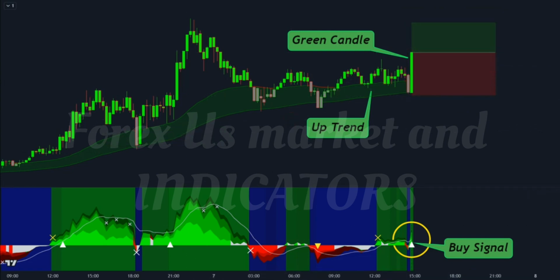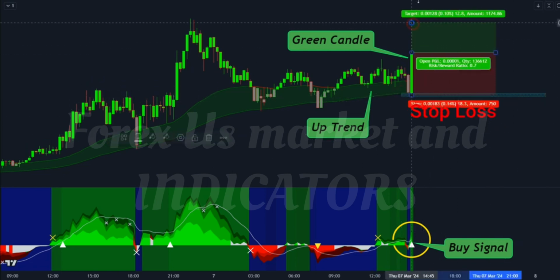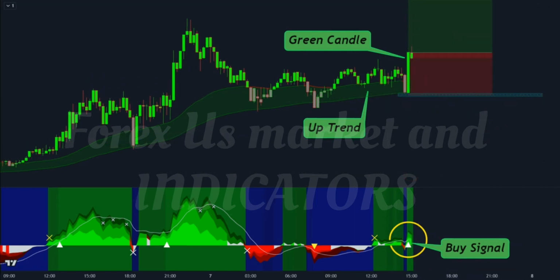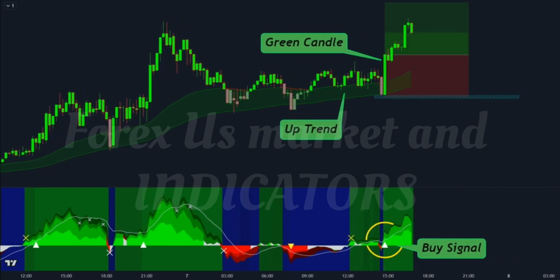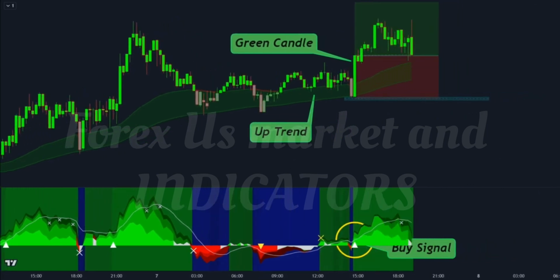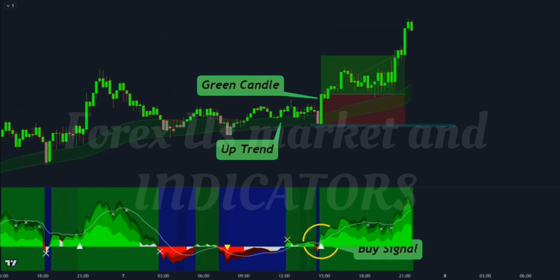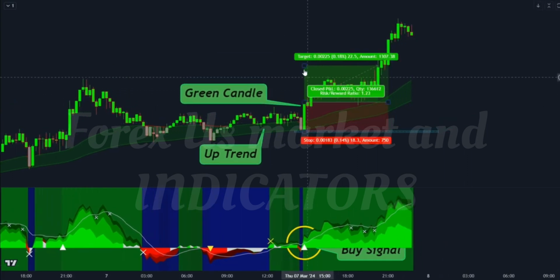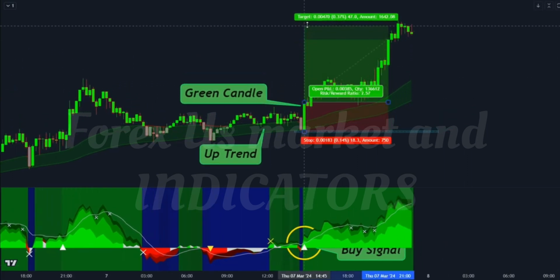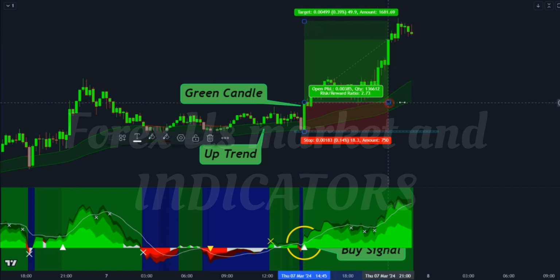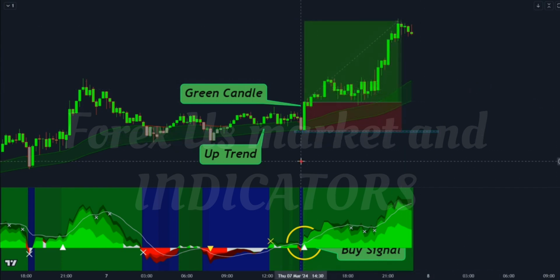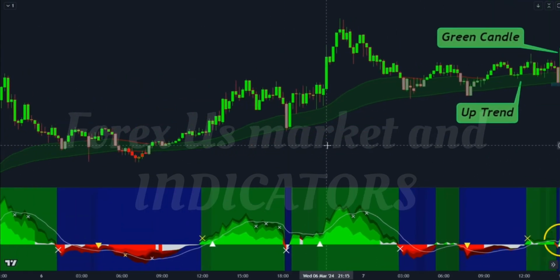But remember, responsible trading involves having a safety net. That's where your stop loss comes in. It helps limit your potential losses if the market takes a nosedive. You can use the most recent swing low or the MA ribbon R2 as your guide for this. Exiting a trade is just as important. We recommend aiming for a risk-reward ratio of 1 to 1.5. Basically, for every bit of risk you take, you aim to earn 1.5 times more in return.